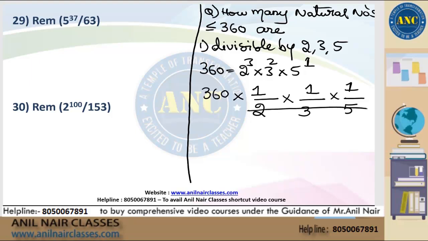So 6 5s are 30, 30 12s are 360. First one answer is 12. I hope it is clear. Divisible by 2, 3, 5. Out of every 360 numbers, for every two consecutive numbers, one number is divisible by 2. For every three consecutive numbers, one number is divisible by 3. For every 5 consecutive numbers, one number is divisible by 5.